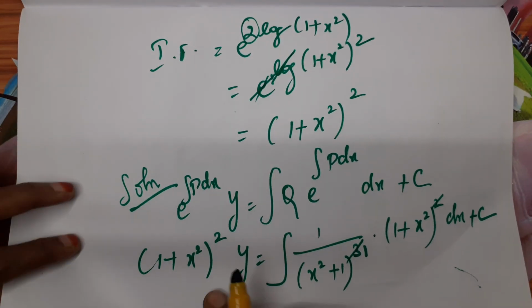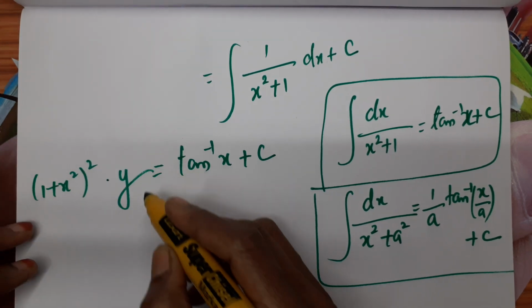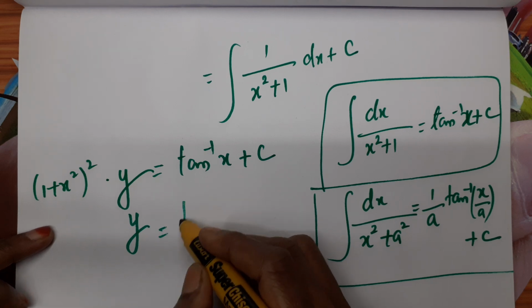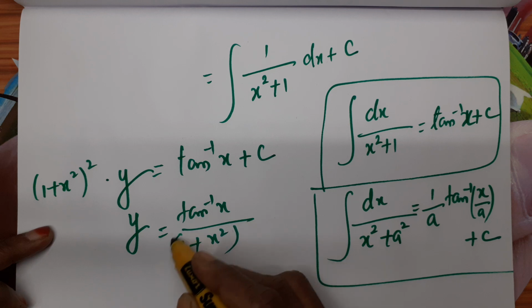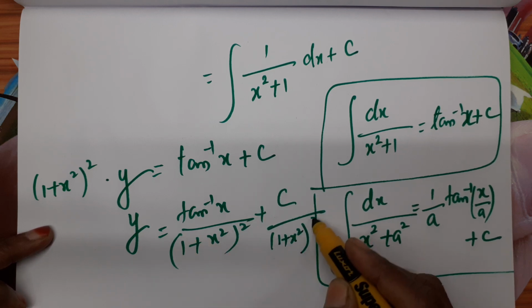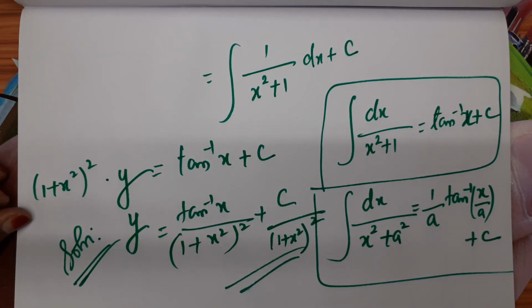On the left side what we have is (1 plus x squared) the whole square into y. We can take this to the other side. The final solution is y is equal to tan inverse of x by (1 plus x squared) the whole square plus c by (1 plus x squared) the whole square. This is our solution. Is it clear? Thank you.